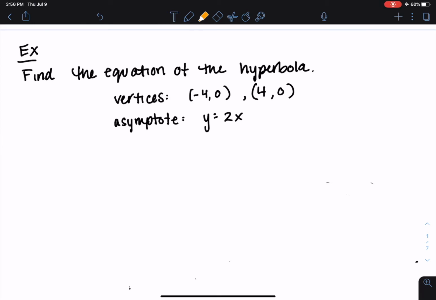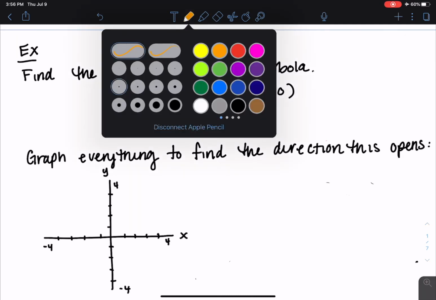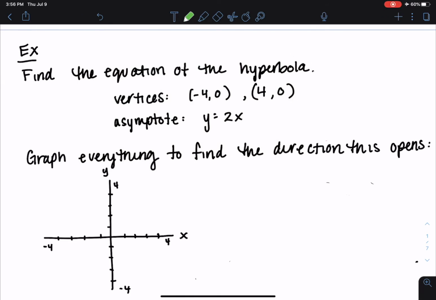So here we're given some information. We're given the vertices, and we're given one of the asymptotes. So what we want to do is graph everything to find the direction that this is going to open up in. So we need to come up with our coordinate, and I'm given one of the asymptotes, which is 2x. So that definitely goes through (0, 0), and goes through (1, 2), and then (2, 4), and it has this shape here. And then we're going to plot our vertices, which are at (4, 0) and (negative 4, 0).